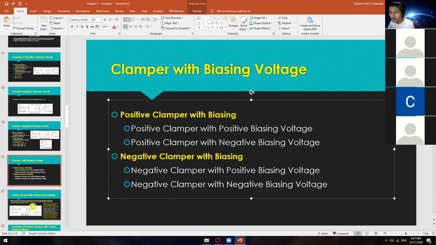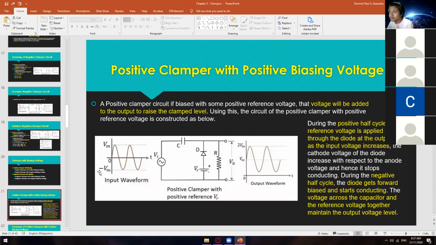So let's start with the positive clamper with positive biasing. How will we know if it's positive biasing? Positive comes first before the negative. That's how we know it's a positive biasing voltage. As you can see, this is a positive clamper, just with an additional biasing voltage.